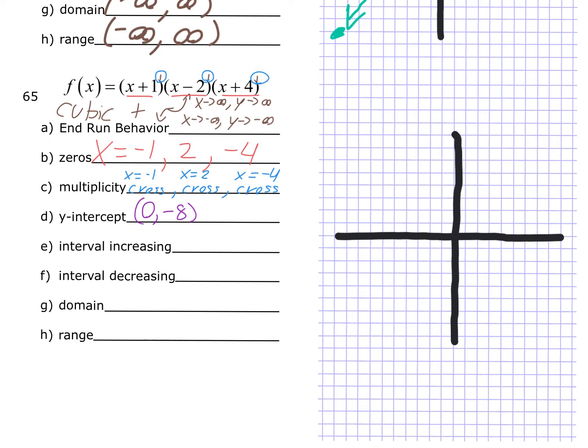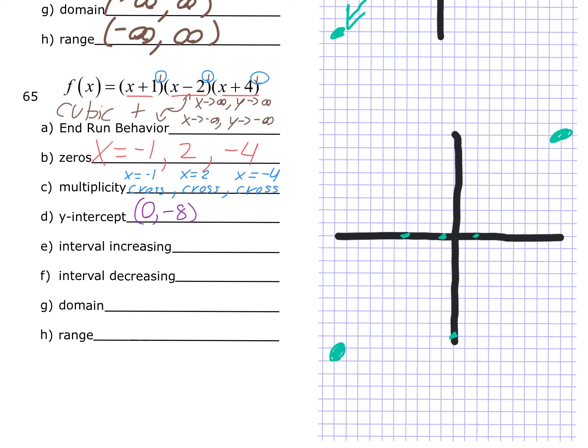So I know I've got a 0 at x equals -1, another one at -4, and one at x equals 2. I know that I have a y-intercept at 0, -8. And I know that I'm going to start down here in my third quadrant and end up here in my first quadrant. So now let's connect some dots.